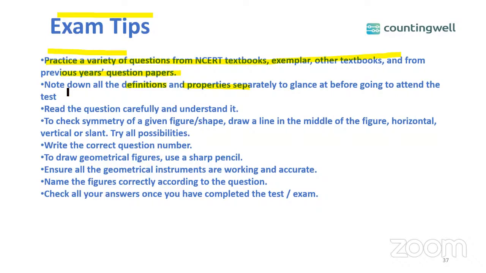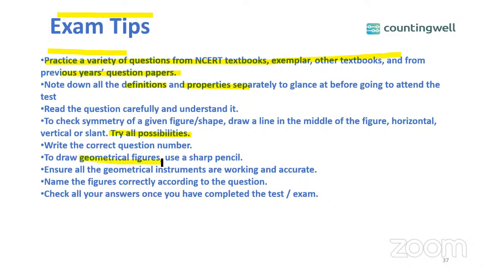You have to read the question very carefully and understand it. To check the symmetry of a given shape, you have to draw a line in the middle of the figure: a horizontal line, vertical line, or slant line. You have to try all the possibilities. Then make sure you have written the correct answers while solving the questions.